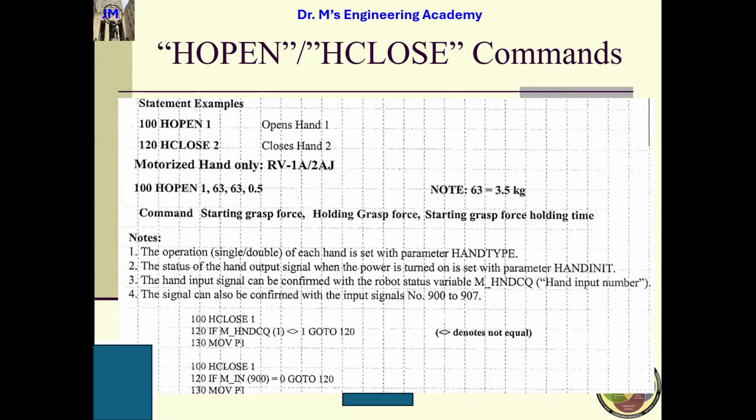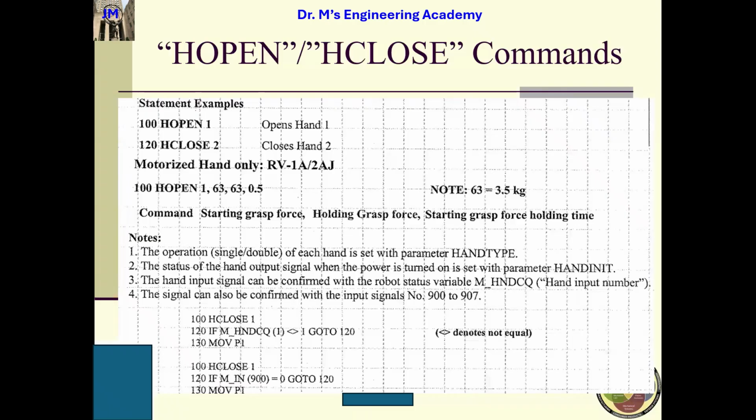Understand? Clayton. Yeah, why is 63 3.5 kilograms? So the grasp force, how much force you want to apply? Yeah, but why is it 63? Why is 63 equal to 3.5? Where is that conversion? This half means holding time. Holding time is for the sophisticated industrial robots, not for our case.